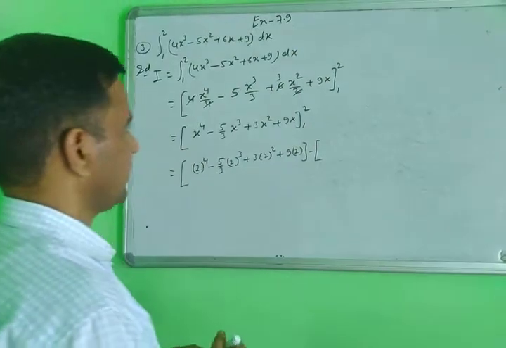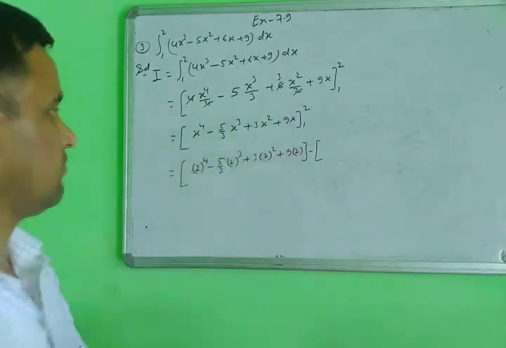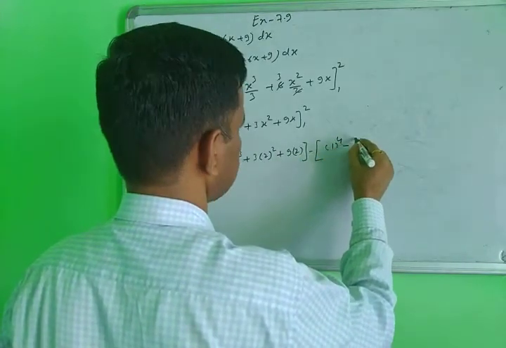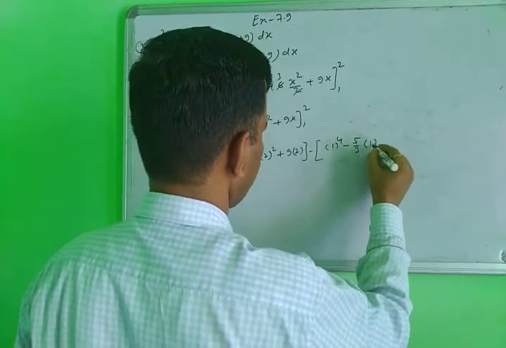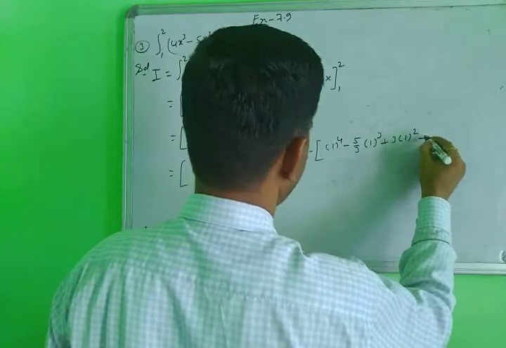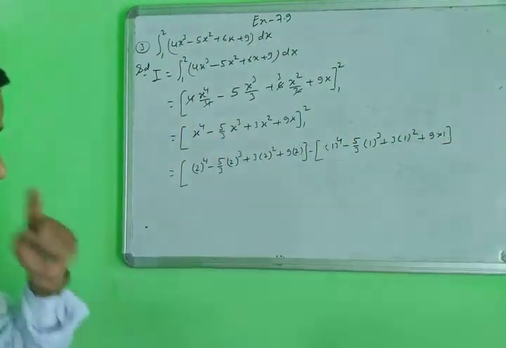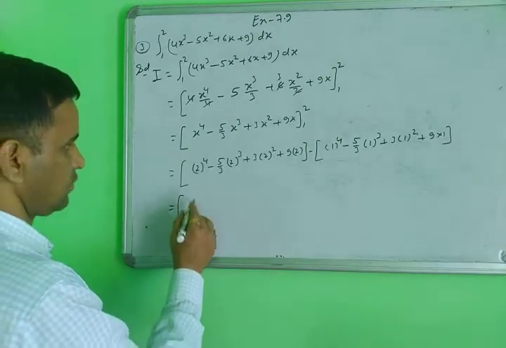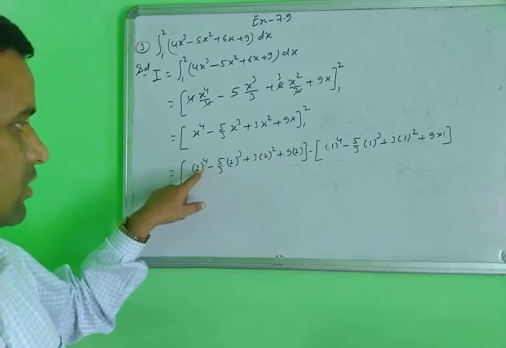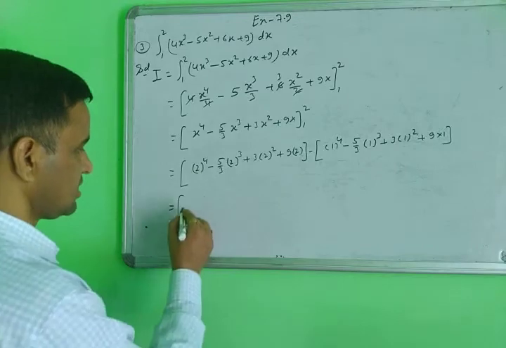So then the upper limit work is completed. Then using the lower limit, complete the function: 1 square 4 minus 5 by 3 into 1 cube plus 3 into 1 square plus 9 into 1, according to this way. After that we calculate here 2 exponent 4. What will be here? 2 to the 4 to the 8 to the 16.